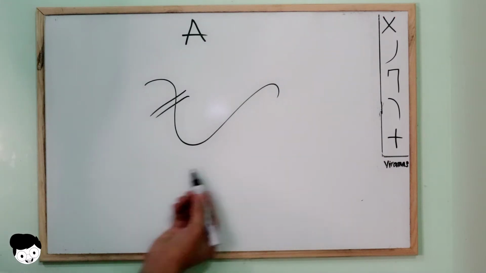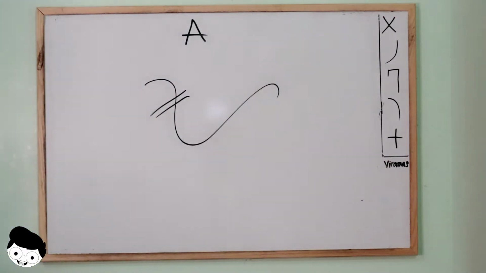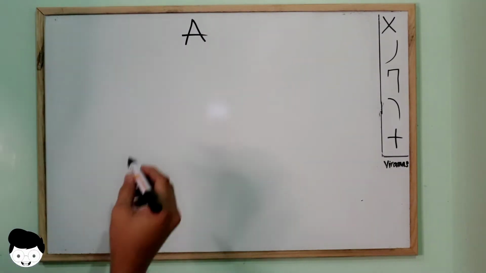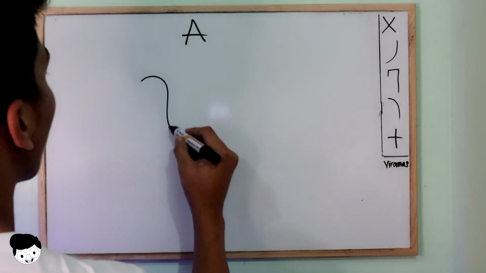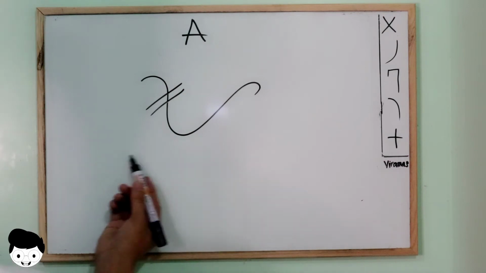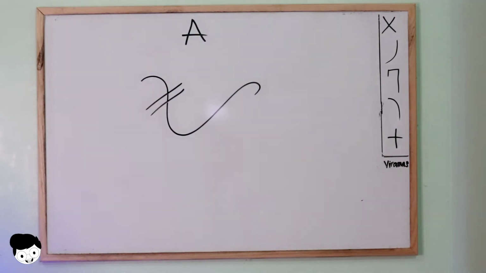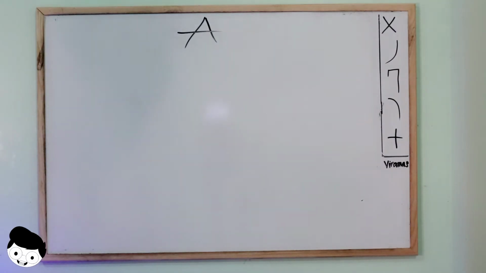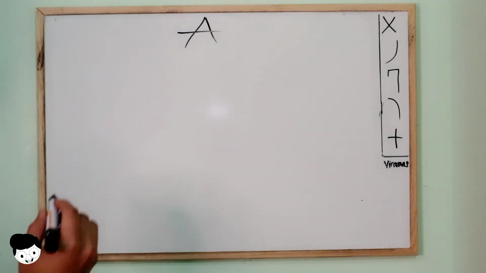Ito po ang character A ng Baybayin. Uulitin ko po. 1, 2, 1, 2. Get your notebook and ballpen, let's practice.